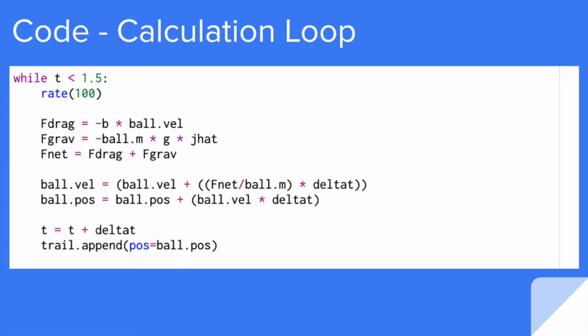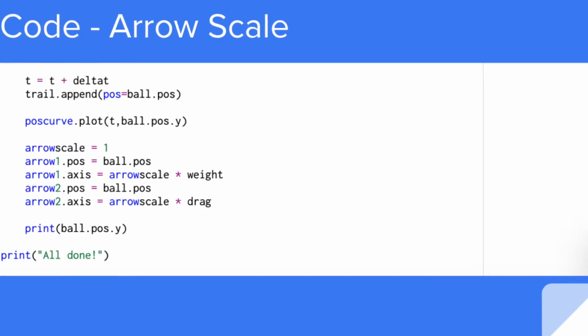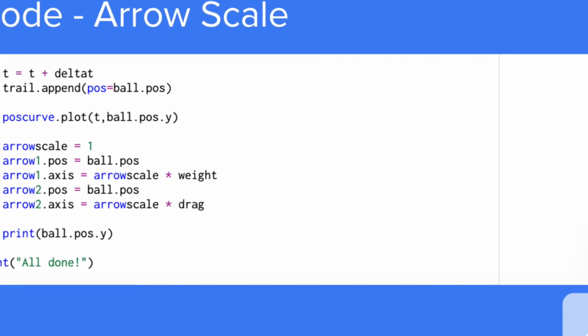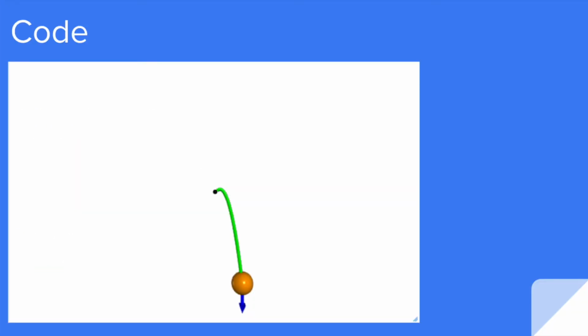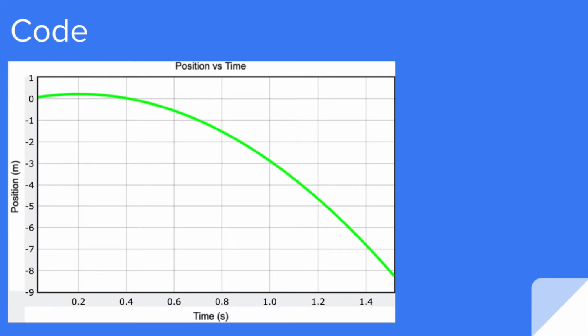I then used Newton's second law and the momentum principle to update the ball's velocity and the ball's position, and then I incremented the time. Lastly, I finished by finishing the aeroscale to also help with the visuals for our code. And this is one of the final graphics, and this is the second graph that describes my ball's motion.